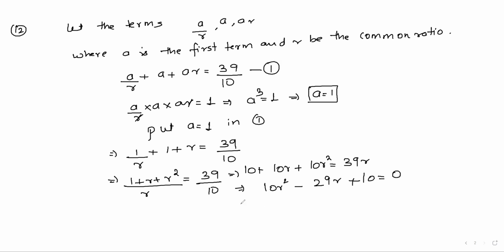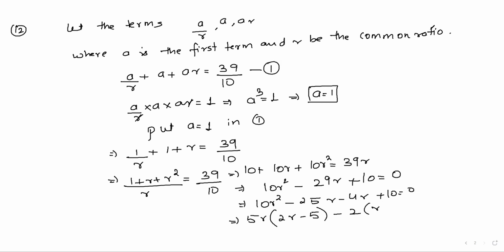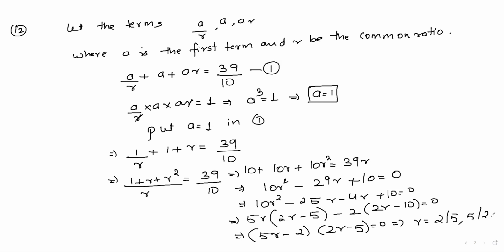So we'll factorize this. Take common 5R. This will give you R equal to 2 by 5 and 5 by 2.